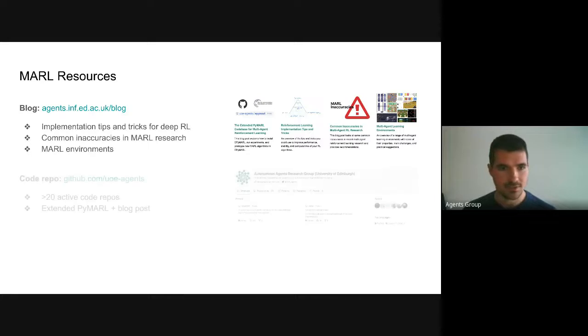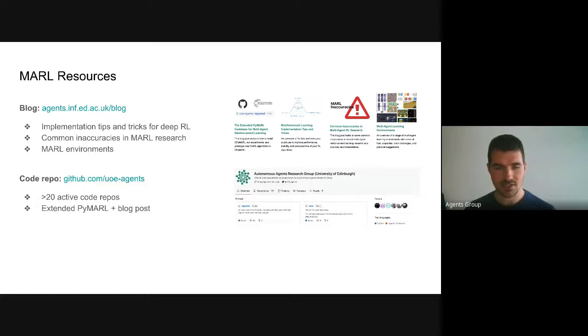The second thing I want to bring up is that we have a code repository which keeps growing, and has over 20 active code repositories at the moment, including a large code base for EPyMARL, which is for people who are developing multi-agent RL algorithms. It's itself based on PyMARL, but extends it in all kinds of directions to make it more flexible and more usable. And it's already been used quite a bit, I think, in the community.